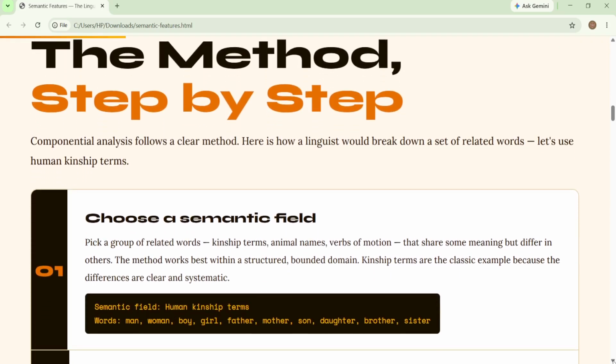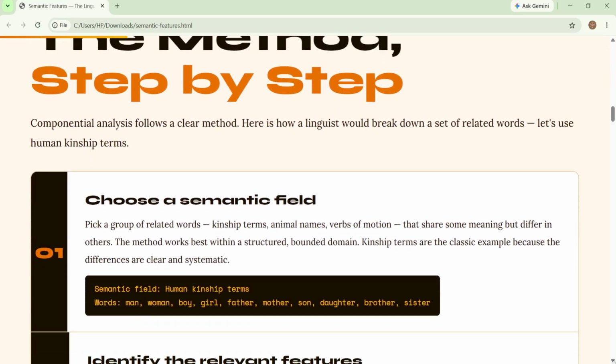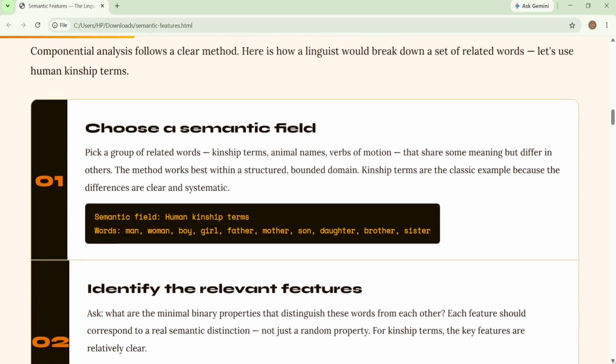The method step by step: componential analysis follows a clear method. Here is how a linguist would break down a set of related words. Let's use human kinship terms to study. The first step is choosing the semantic field. Pick a group of related words, like kinship terms, animal names or verbs of motion. They share some meaning but differ in other aspects. The method works best with structured, bounded domains. Kinship terms are the classic example because the differences are clear and systematic.